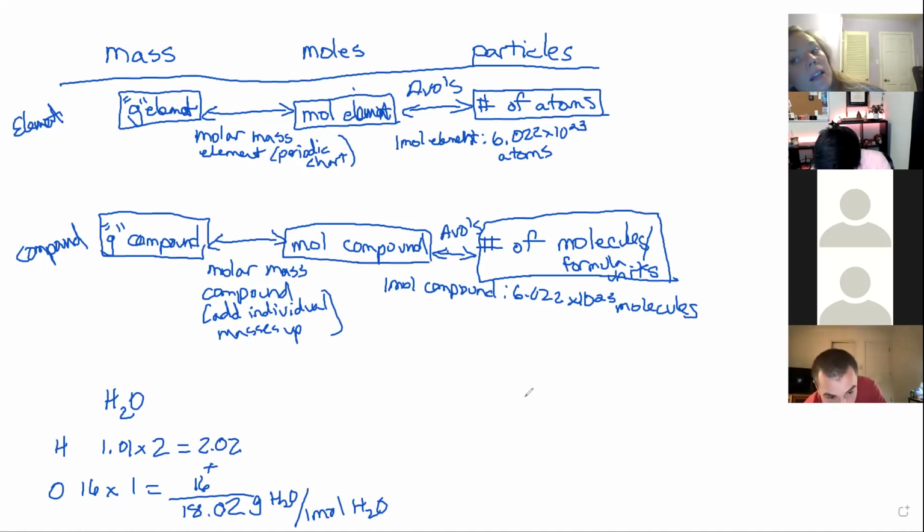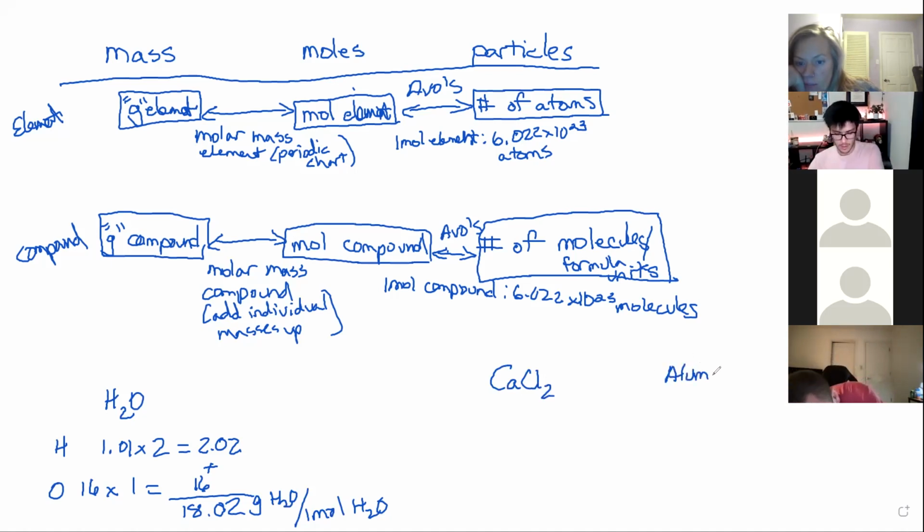So I want you to calculate the molar mass for CaCl2 and aluminum sulfate. This one is going to bring back nomenclature. So you got to first write the correct formula. I'll give you guys just about 2-3 minutes to calculate those.